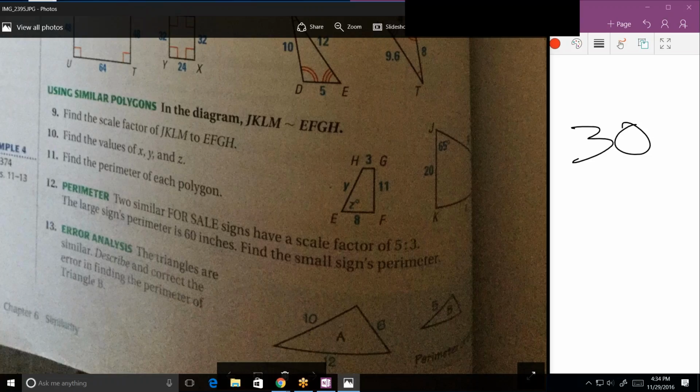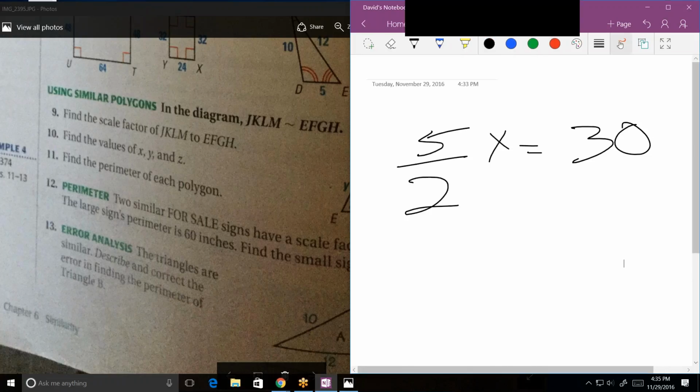Now, what's true about the perimeter? The perimeter of the bigger quad is going to be how much bigger than the perimeter of the smaller quad? 5 to 2, same scale ratio. Exactly, because they're both linear measurements. That's actually a theorem. Now answer me one last thing. What's true about the area of the bigger one compared to the area of the smaller one? It's the ratio, right? It's not 5 to 2. It's the square of the ratio. It's 25 to 4.